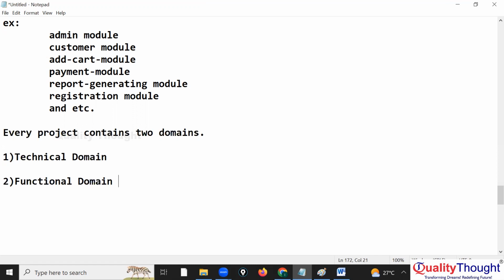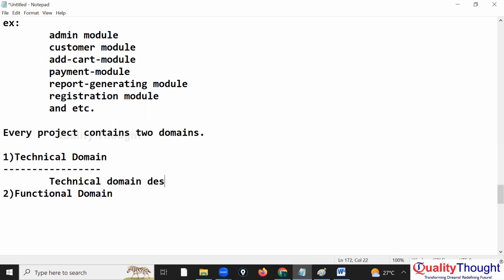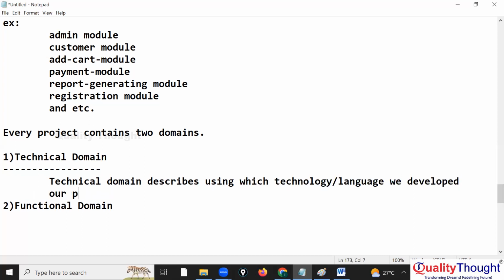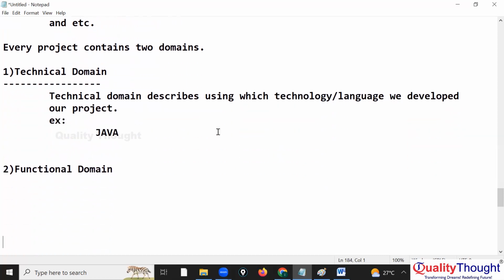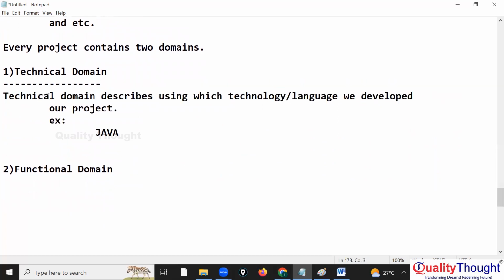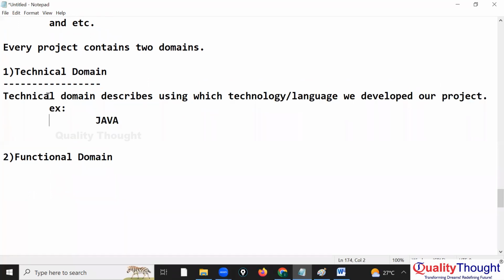What is this technical domain? Technical domain describes using which technology or language we developed our project. For example, what are we using here? Java. So using Java only we are developing the project, right? Yes or no? Yes. So remember that point. Technical domain is that only: by using which technology we are developing our project. By using Java.